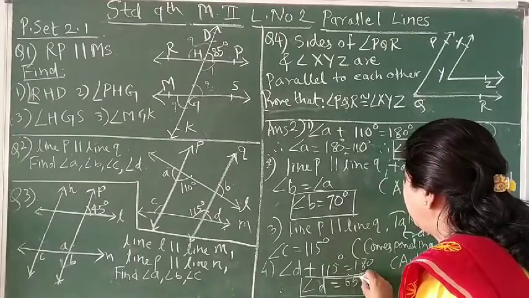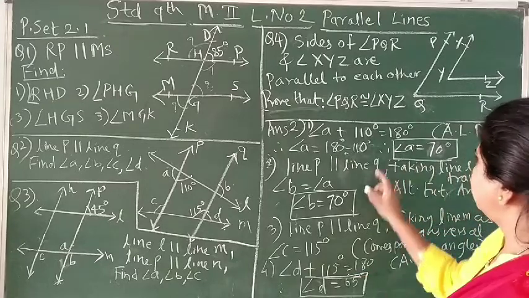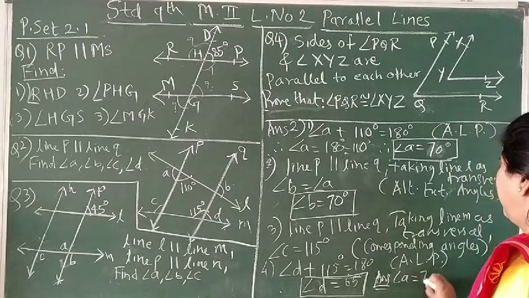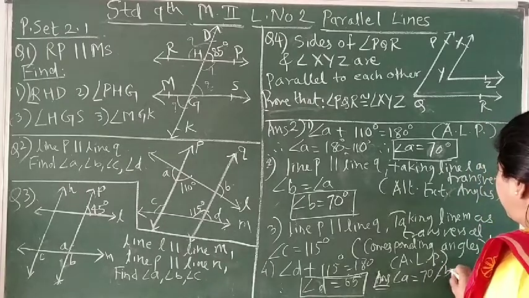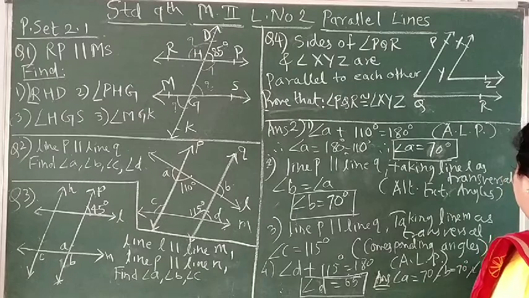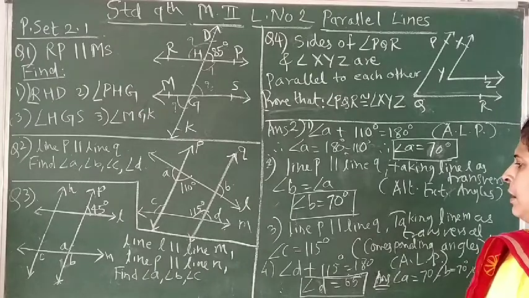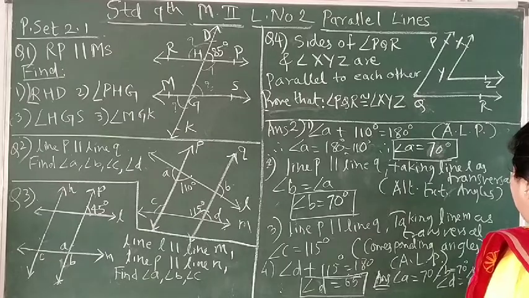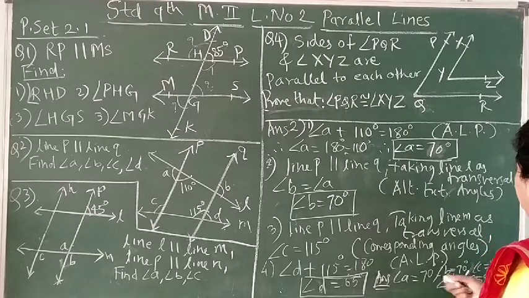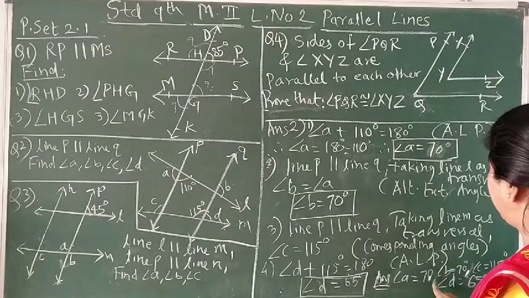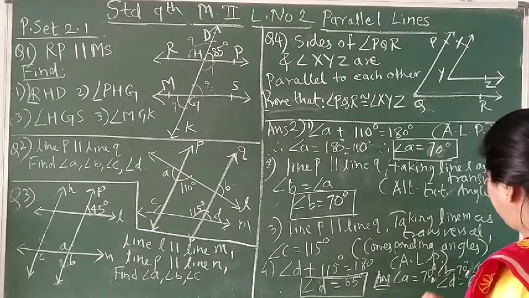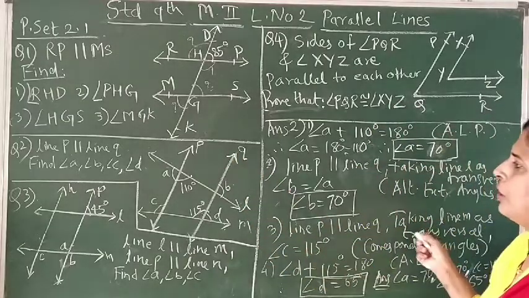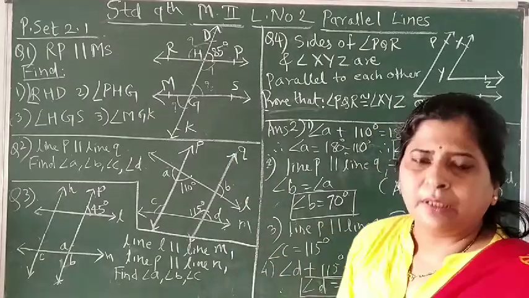So angle A, B, C, D, whatever answers we got, in sequence. Your answer statement should be angle A is 70 degrees, angle B is also 70 degrees, angle C is 115, and angle D is equal to 65 degrees. So that's the way to write this answer at last. Okay, so like this we have to solve question number 2 or a similar sum like this.